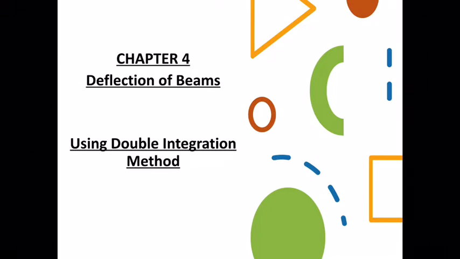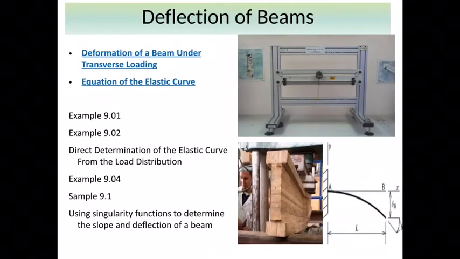This week, we will cover Chapter 4 of Solid Mechanics 2, which is deflection of beam by using the double integration method. Deflection of beam. This is the course outline. First, we will cover the deformation of beam under transverse loading, and the second one is the equation of elastic curve. You can see here the figure of an experimental method to determine the deflection of a beam due to the applied load. These are a few examples which will be explained later.